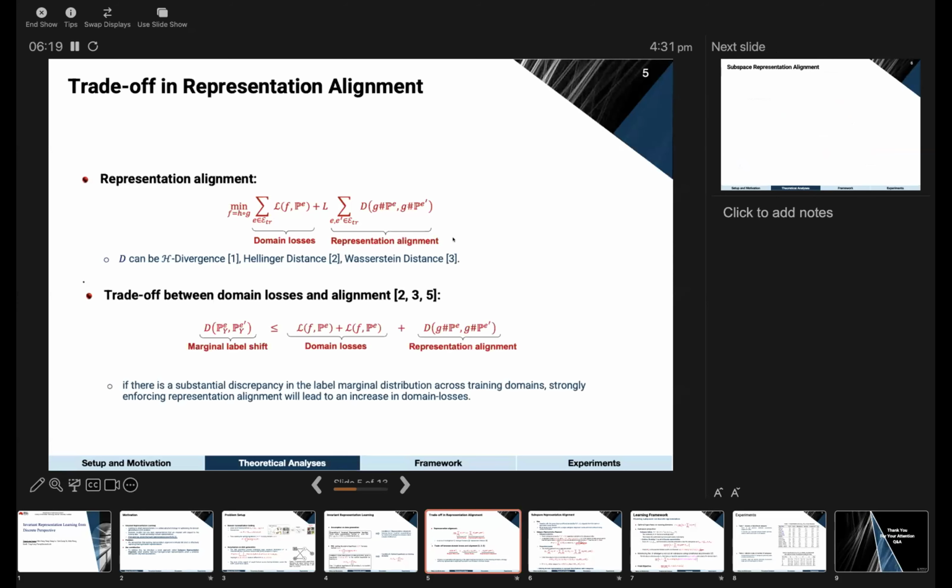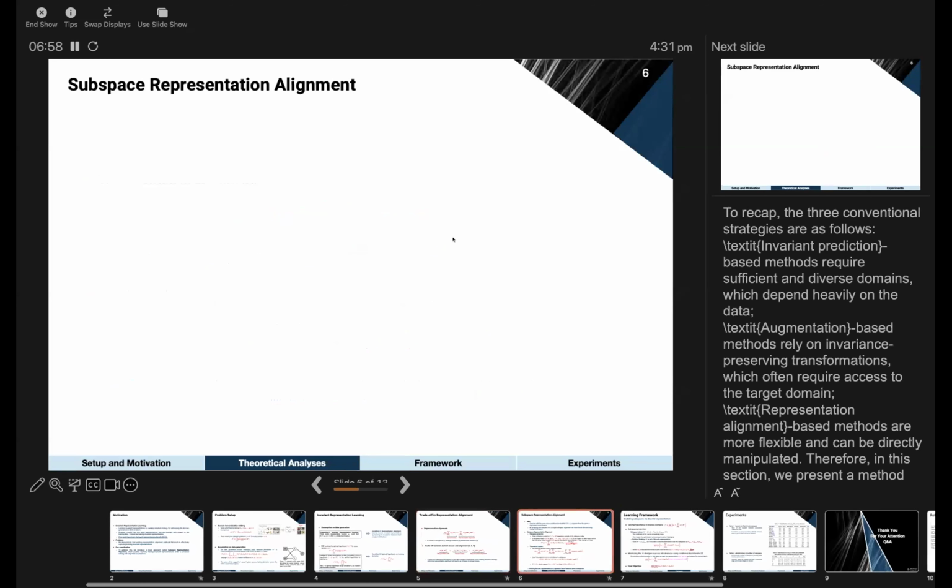However, recently some theoretical papers show that there is a trade-off between the two terms here. If there is a discrepancy in the label marginal distribution across domains, we cannot simultaneously minimize both terms. So this implies that the existing methods based on the representation alignment approach fail to truly capture the invariant representation.